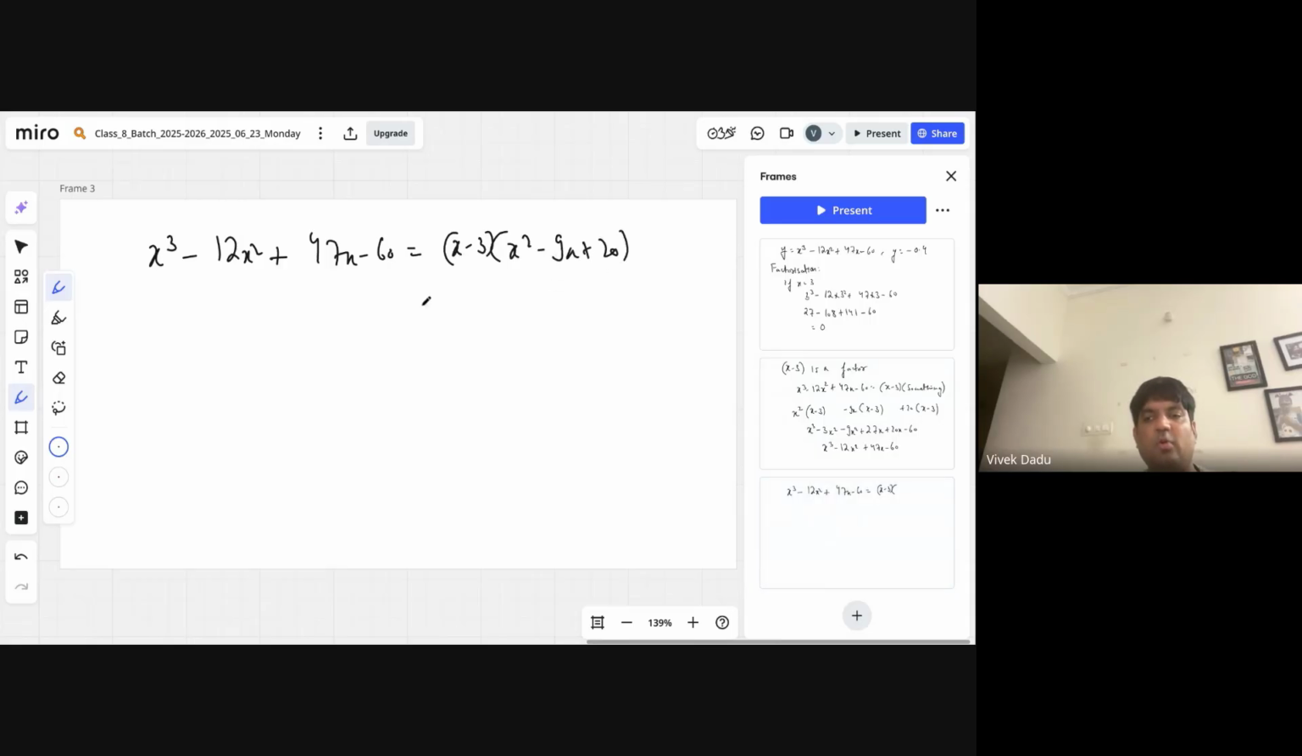Now what do you do? You factorize it. You will get x minus 4, x minus 5. Okay. So now this will end at x equal to 0, y is minus 60. That you get.